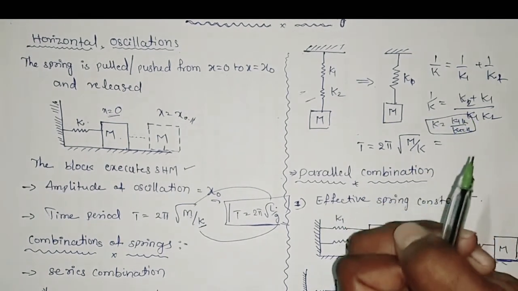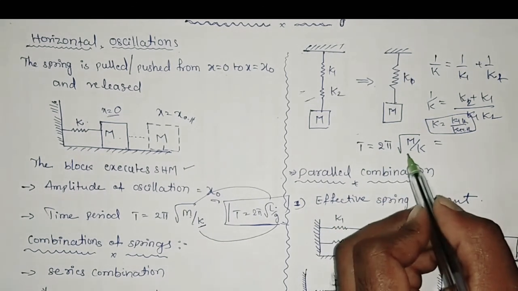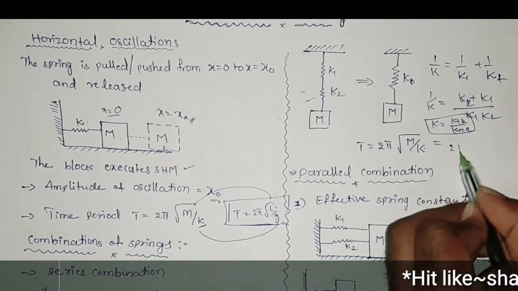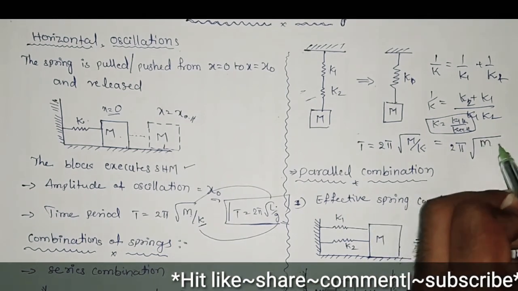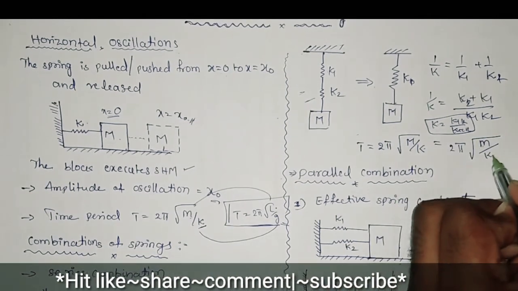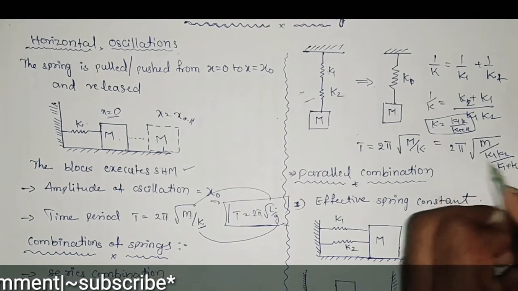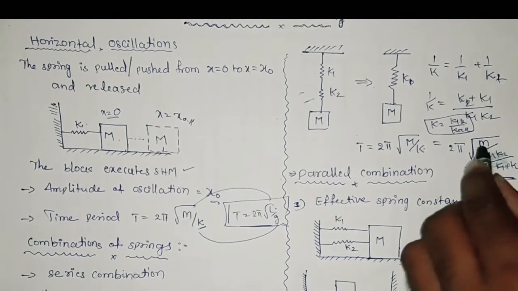This is the equation, and the time period T = 2π√(M/k), where k means k1k2/(k1 + k2), with M the mass. This is the formula.